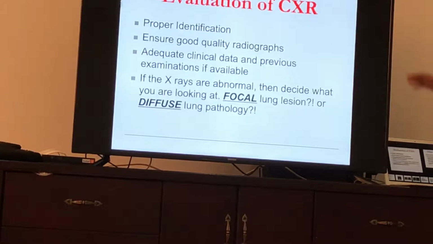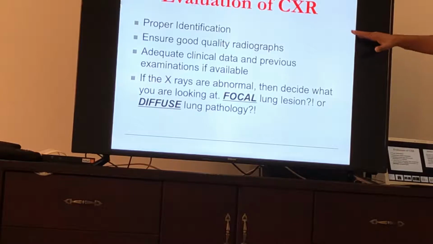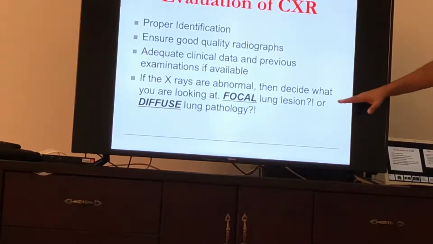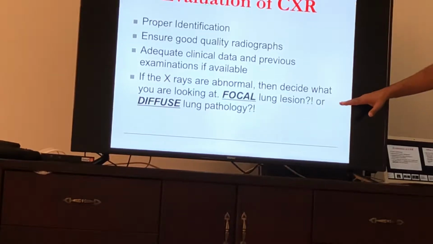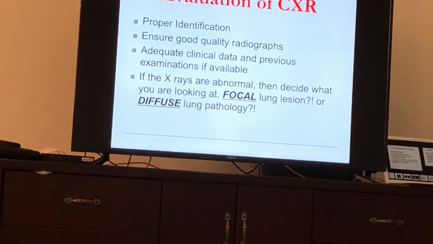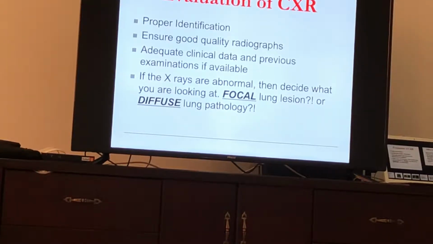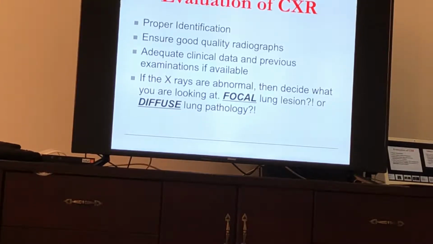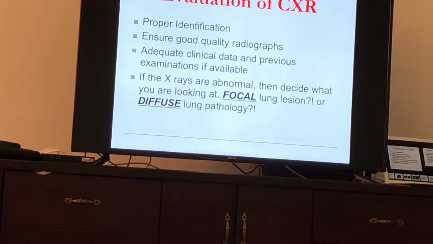We said in evaluation of chest X-ray, quickly again, I'm just making it small. Okay? Proper identification, ensure quality, adequate clinical data if you have previous examinations, and then I'm going to make it a little simpler for you. Although we evaluate a lot of things, starting with the soft tissue, I'm just going to concentrate on lung because this is the most important area, right? So to make it easier for you for lung, just think: is it diffuse or is it focal? If it's diffuse, 1 of 4, and if it's focal, 1 of 4.